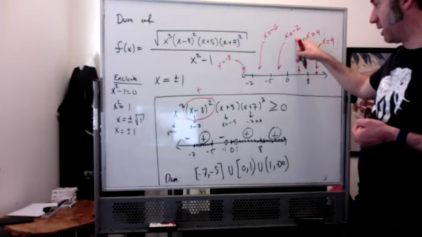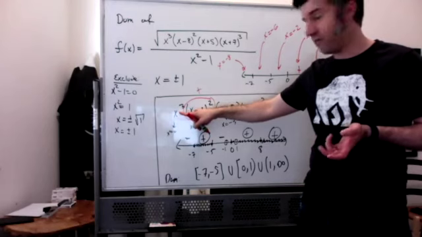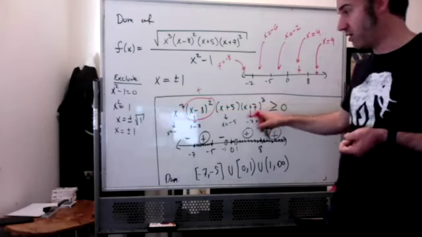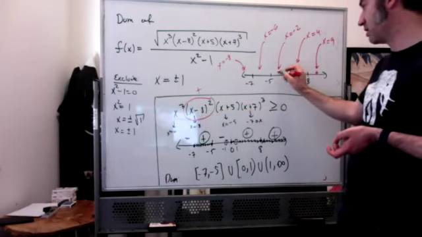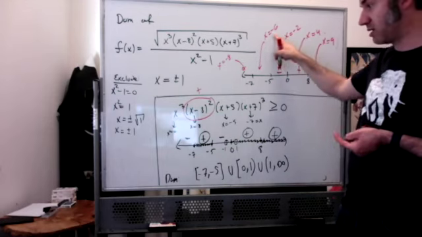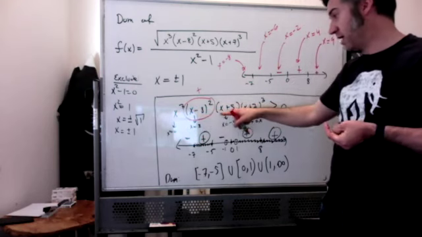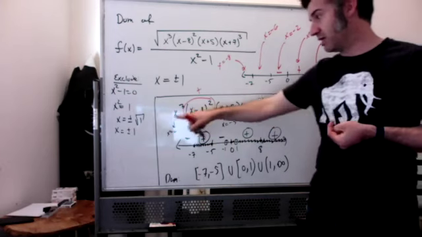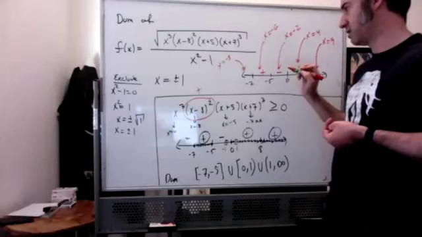Then I pick -2 and I plug it in. A negative number cubed is negative. Positive. -2 plus 5 is positive. -2 plus 7 is positive. So it's a negative times a positive times a positive times a positive. So it ends up being negative. And then between -5 and -7, I picked -6. -6 cubed is negative. This part's positive. Negative 6 plus 5 is also negative. Negative 6 plus 7 is positive. So I get a negative times a positive times a negative times a positive, which is positive.